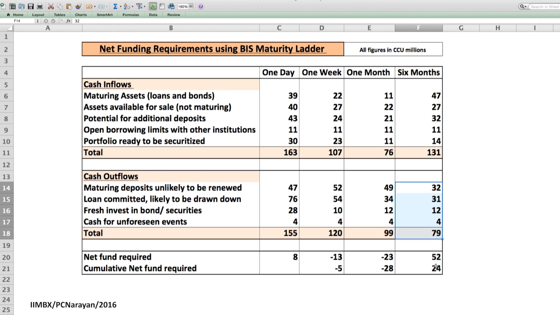So if we were to look at a 6 month time horizon, this institution is in a pretty happy state because it is 24 million CCUs in the money. So what it needs to manage very carefully in terms of its liquidity is this minus 5 and this minus 28. It does not have a liquidity problem on an overnight basis. It does not have a problem if you look at a planning horizon that is 6 months ahead. Hope that spreadsheet example helped you understand how the maturity ladder model proposed by the Bank of International Settlements is used by financial institutions to manage liquidity risk.